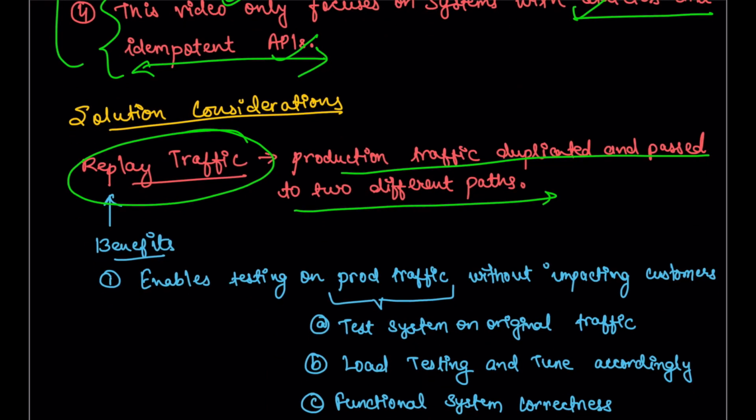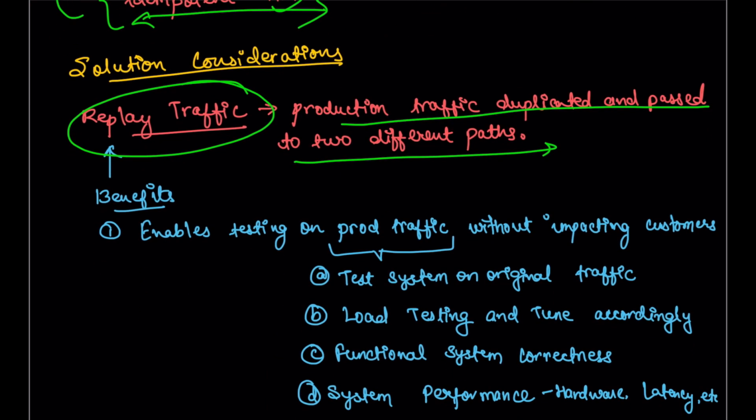Now what are the benefits of this? First of all, you are not doing the testing on some test scenarios or test APIs or test traffic. That is not traffic generated by a system. It is actual production traffic you are doing the testing on. So you are doing the testing in the actual environment, with the actual traffic you are getting, and then you will see how your system is performing.